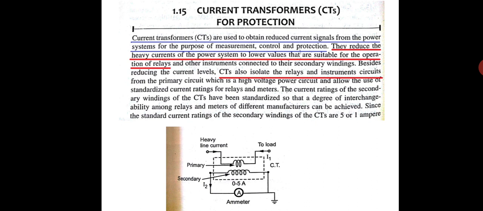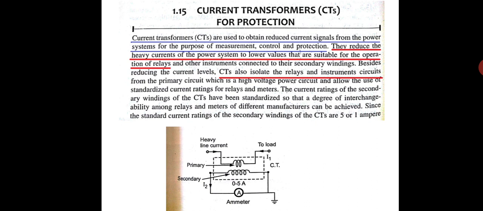To protect a system, you require to control it, right? And you can control it only when you can measure that quantity, current. And you can measure it only when your system is capable of measuring that current. For that, you require to bring that current to such a value that your system can measure it comfortably. This work is done by the current transformer.